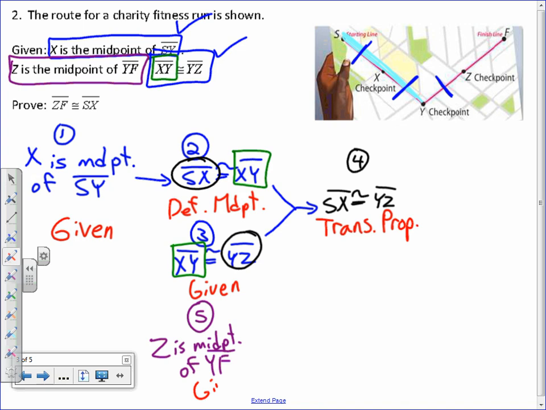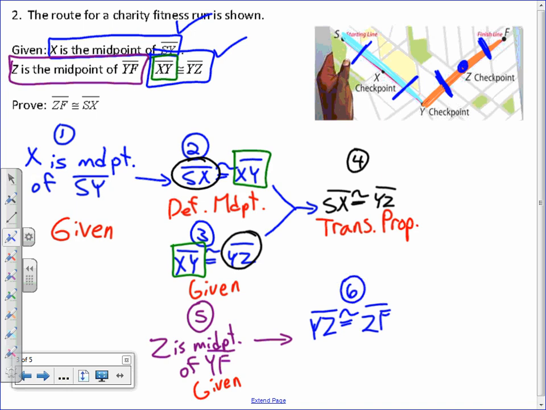Just like last time, we're going to say that because we have a midpoint, we should have some congruent segments. So this time I'm going to use orange to highlight. If I highlight orange and I have Z as the midpoint, that means on either side of Z is a congruent segment, YZ and ZF. So segment YZ is now congruent to segment ZF. That's my 6th statement I've made.